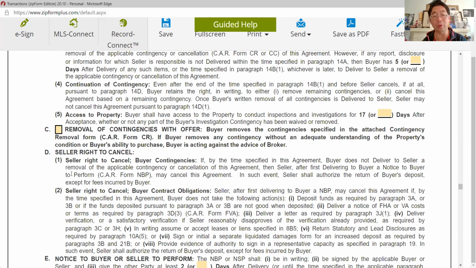Seller's right to cancel. The seller can cancel it also. Seller's right to cancel for buyer contingency: if by the time specified in the agreement, the buyer does not deliver to the seller the removal of appraisal, remember we talked about the 17 and 21 days. If within 21 days we don't remove that, that means we haven't finished our work, then they can cancel it.